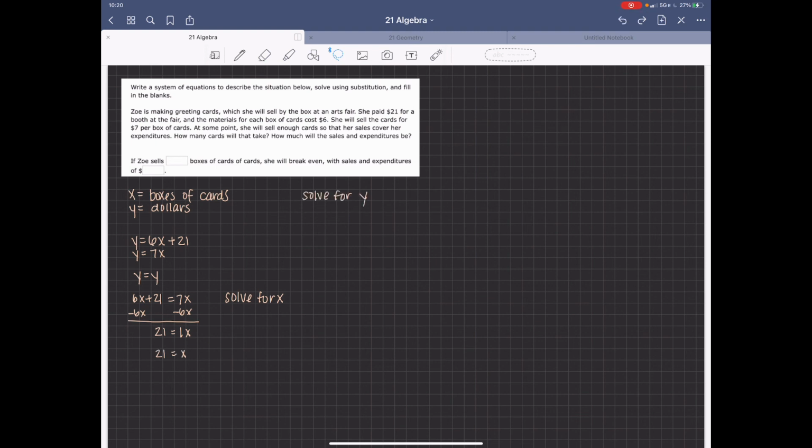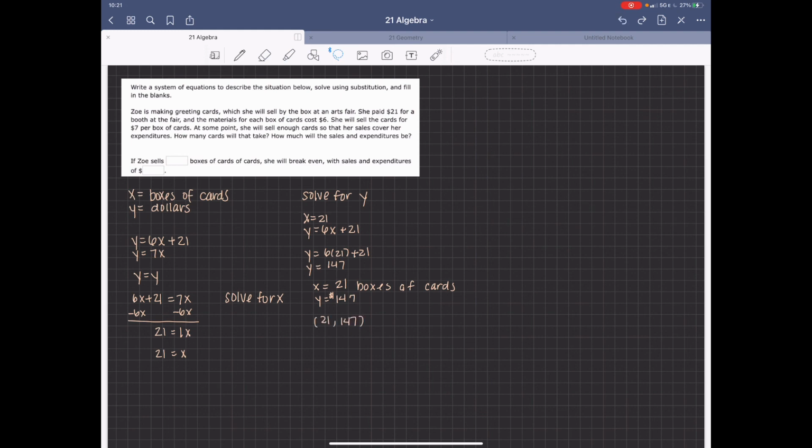Now we're going to solve for y. We're just going to use the first equation, y equals 6x plus 21. So again, x equals 21 and y equals 6x plus 21. So you're going to substitute 21 for where you see the x. So y equals 6 times 21 plus 21. And that's going to equal y equals 147. So now I know that x equals 21 boxes of cards at $147.